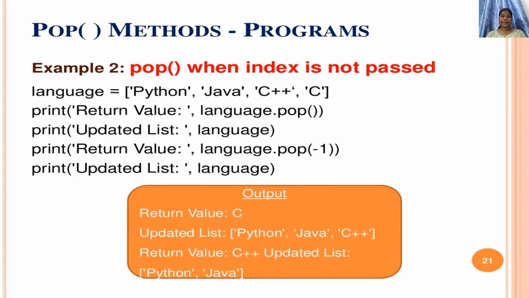Here is a second example of the pop method where the index is not passed. Here I took a list called language, that is Python, Java, C++ and C, and print the returned value where the returned value is given as language.pop. Print the updated list, print the returned value and print the updated list again. The output would be returned value C, updated list Python, Java, C++, and returned value C++, and the updated list would be Python and Java.